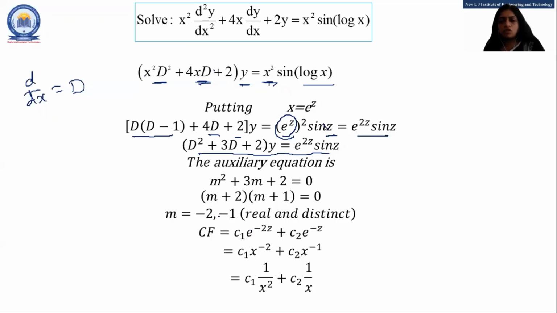As per the rule, and as you know, this is the Euler-Cauchy equation, so I write my complementary function first in the CF z form. So C1 e raised to my first root, that is minus 2z, plus C2 e raised to second root, that is minus z, right? Now I'm going to convert this in the form of x. So e raised to z is x. So I put here x raised to minus 2 and this one is x raised to minus 1. So x raised to minus 2 is 1 upon x square and x raised to minus 1 is 1 by x. So this is my final complementary function.